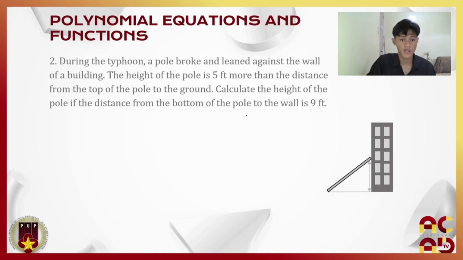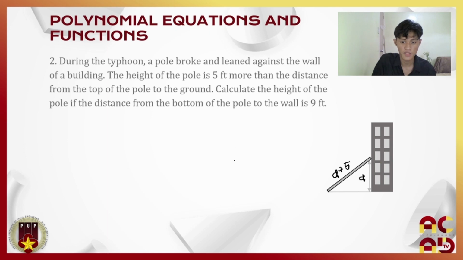So sabi dito, ang height daw ng pole ay equal sa distance plus 5 feet, kasi 5 feet more than the distance daw. Plus 5. And then yung distance na tinutukoy is yung top ng pole to the ground. So ayun yung tinutukoy na distance. So lalagay natin dito is d plus 5. And then given din yung distance from the bottom ng pole to the wall.